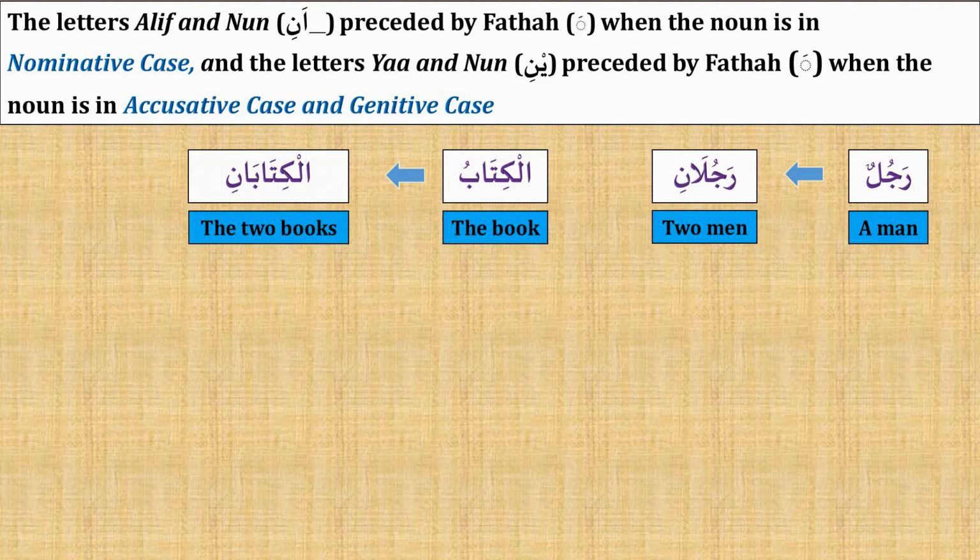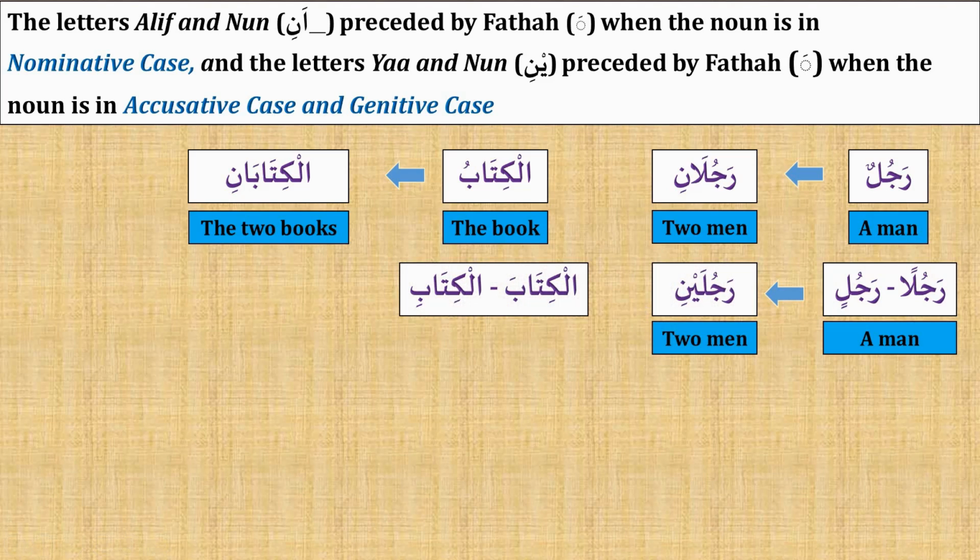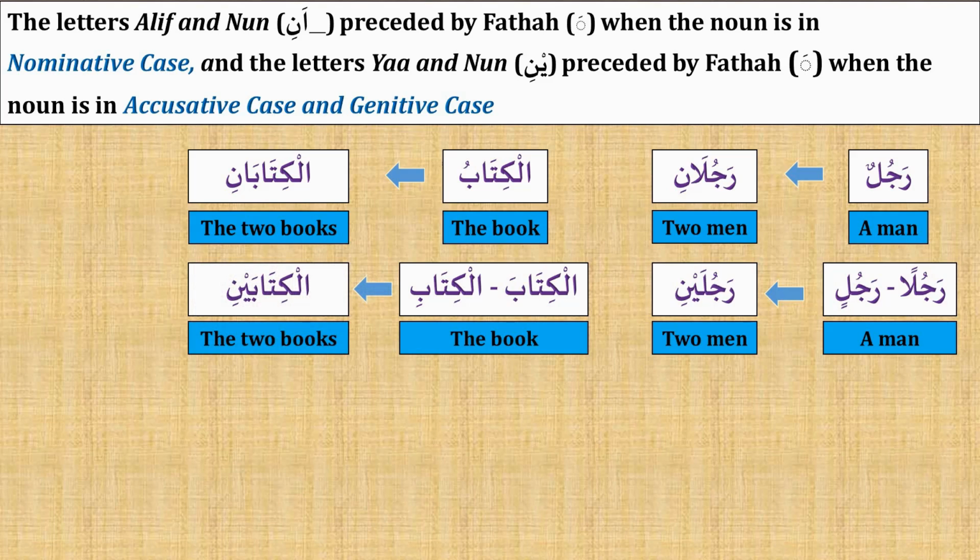al-kitabani, the two books. This is in nominative case, but in accusative case and genitive case as following, rajulan and rajulin. In this case it becomes rajulain, two men. Next example, al-kitaba or al-kitabi, the book. It becomes al-kitabain, the two books, in both accusative or genitive case. When the noun ends with fatha or kasra, in dual form it becomes ayn, al-kitabain.